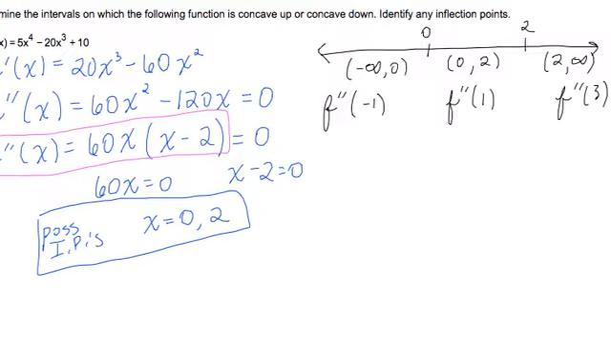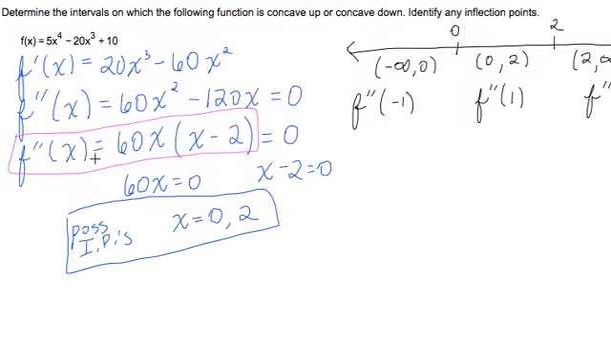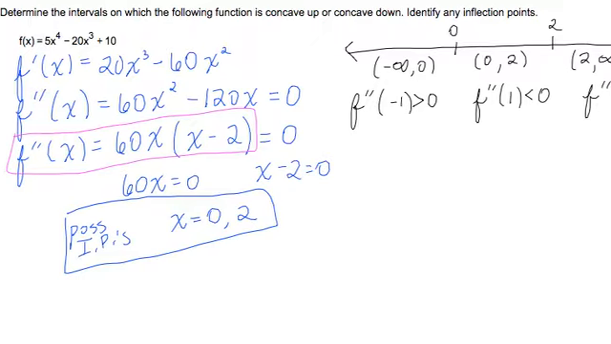This is f double prime right here, the circled one. So if I plug in a negative number, 60x will be negative. Negative 1 minus 2 will also be negative. So this negative factor times that negative factor will give us a positive number. F double prime of 1: 60 times 1 is positive. 1 minus 2 is negative. So positive times negative makes f double prime of 1 less than 0, or negative.